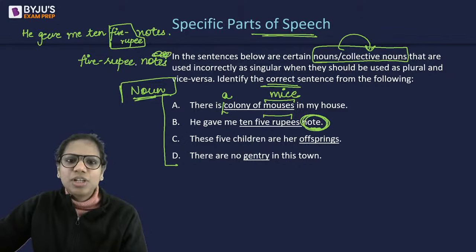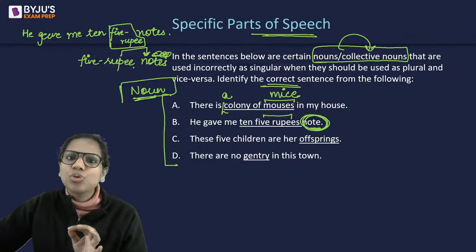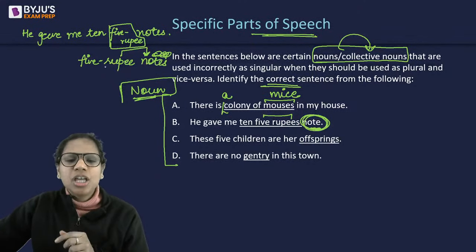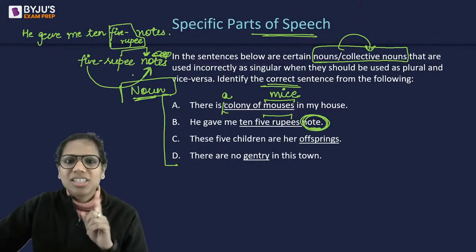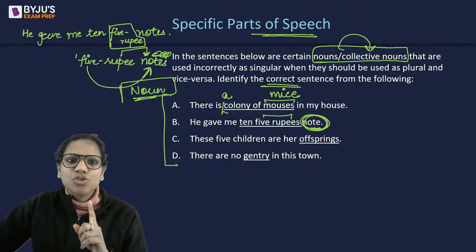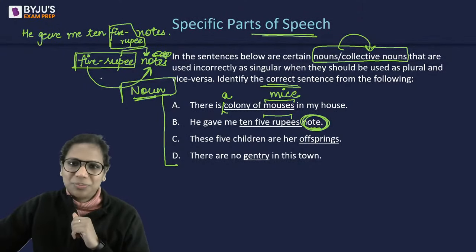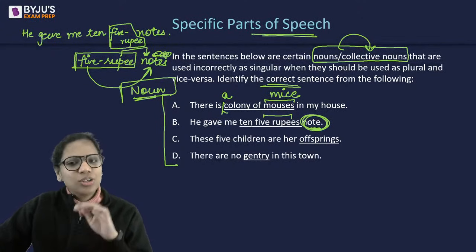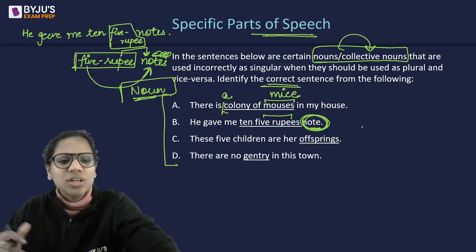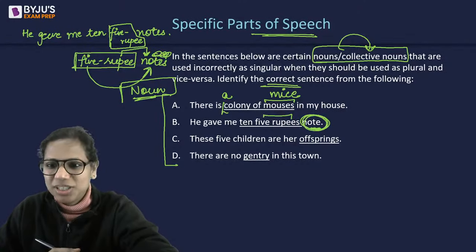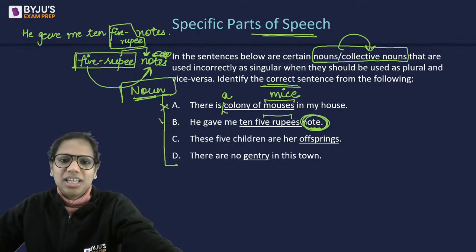See, an adjective will not make it plural. That's one thing. Whenever the adjective comes before the noun, we do not make it plural like this. Why the hyphen? Because if you do not place the hyphen, it gives the impression as if 5 is also modifying notes. But 5 is not describing notes, 5 is describing rupee. So to clarify this, we put a hyphen between them. He gave me 10, no hyphen here, he gave me 10 5-rupee notes. So multiple errors. Okay, eliminated.